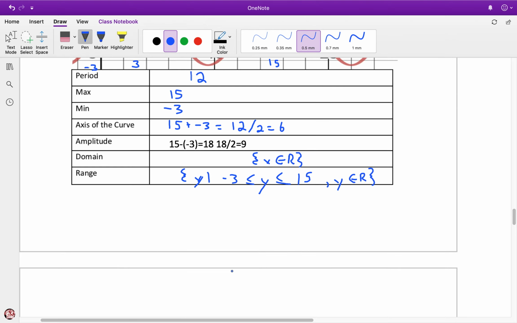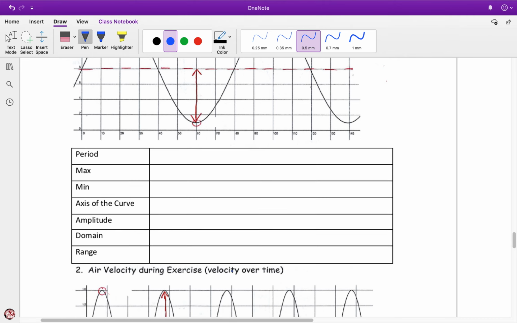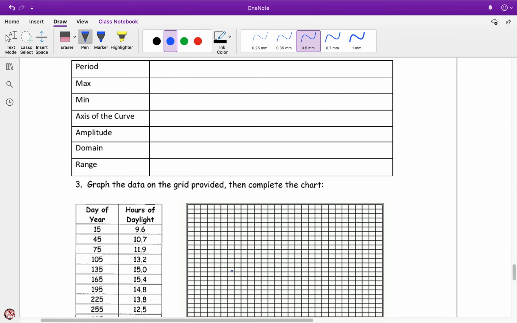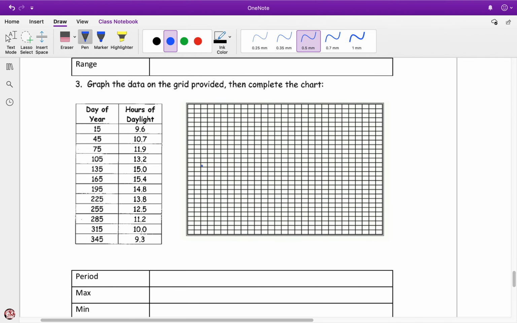Right, so that's today's lesson. Your job now is to continue to do these 3. If you need to finish off your test, you have time right now to do that. This one here doesn't have a graph yet, so you're going to have to graph it, right?